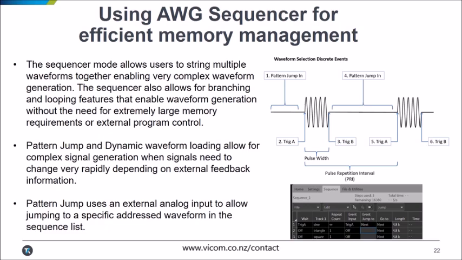Using the sequencer to break up the waveforms and repeat common parts allows for saving overall memory and increasing the playback time. Also, with sequence features such as pattern jumping and dynamic loading of waveforms, the sequencer can act much like a live streaming radar output and have the ability to change its output depending on feedback from the whole EW system.